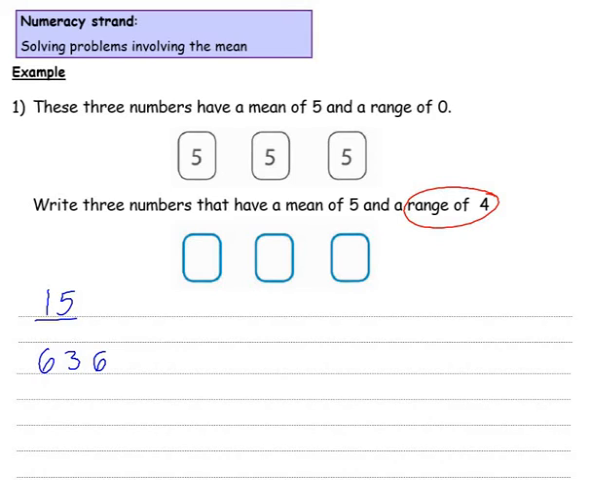So we can try other numbers. We could try 7, 3 and 5. So we're quite close to 6, 3, 6. 7 add 3 is 10, add 5 is 15. So 15 divided by 3 is going to give us 5. And the range will be the biggest take away the smallest. So that would be 7 take away 3 is equal to 4. So in that case, we know that the three numbers we could have are 7, 3, and 5. And you could write those in any order.